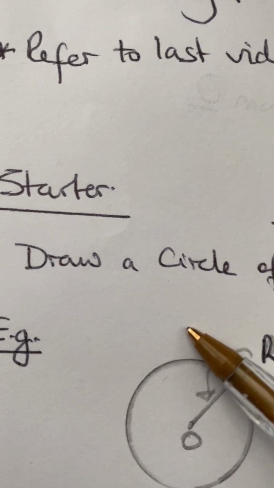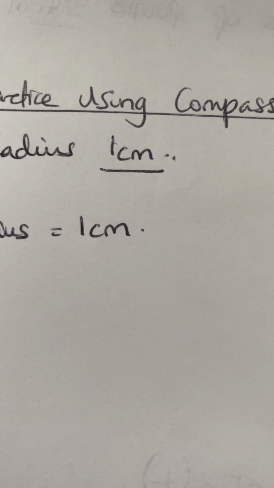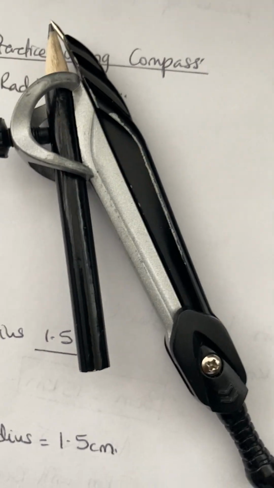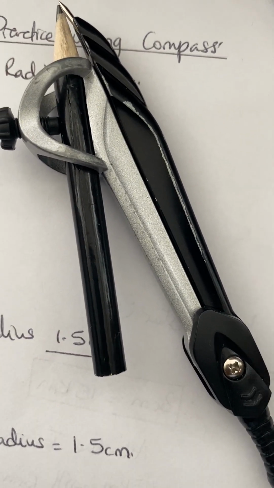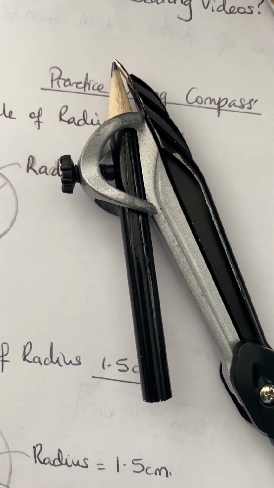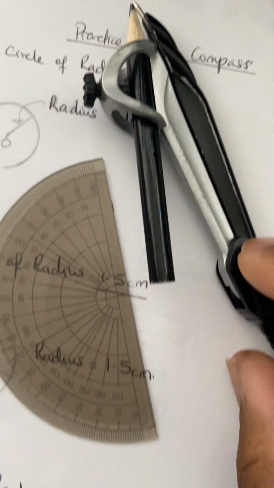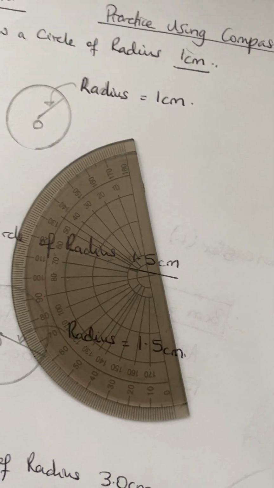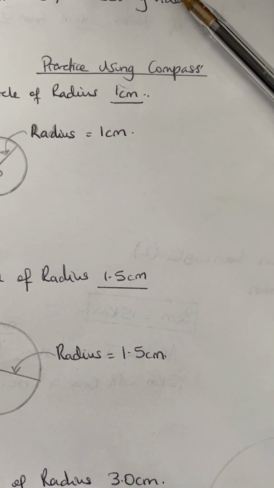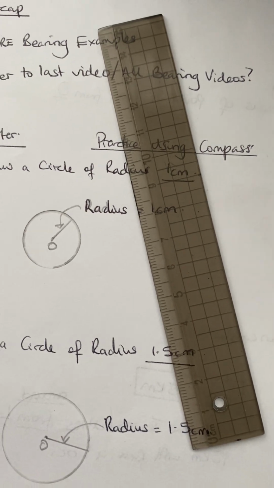Now today our starter will practice using the compass. Okay, this is a compass, that one. Okay, don't go to maths without your mathematical set, and that is a protractor. Okay, that is a protractor. Okay, and that is a ruler here. Okay, I've always done that.